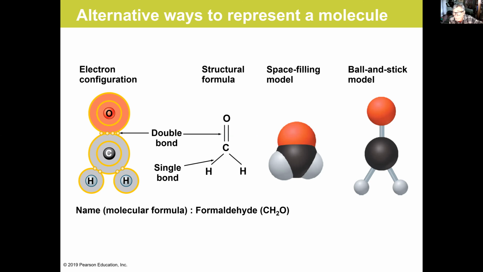So carbon needs 4. So it makes what's called a covalent bond with 1 hydrogen. Now it has 5. Makes another covalent bond with another hydrogen. Now it has 6. Still needs 2 more. Well, now it can share 2 sets of electrons with oxygen. This is called a double covalent bond. You can have single, double, triple covalent bonds.